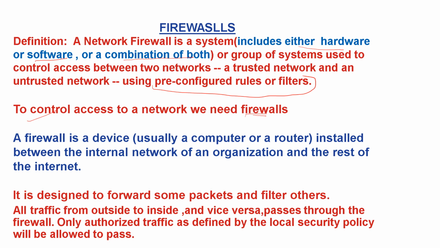So a firewall is a device, usually a computer or a router, installed between the internal network of an organization and the rest of the internet. That is, the untrusted network is the internet. It is designed to forward some packets and filter others. All the traffic from outside to the inside and vice versa passes through the firewall. Only the authorized traffic defined by the local security policies will be allowed to enter.